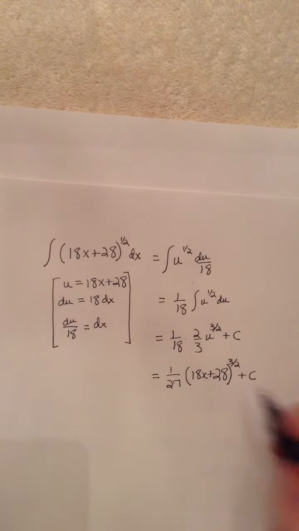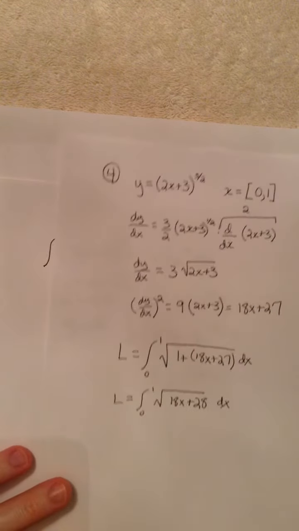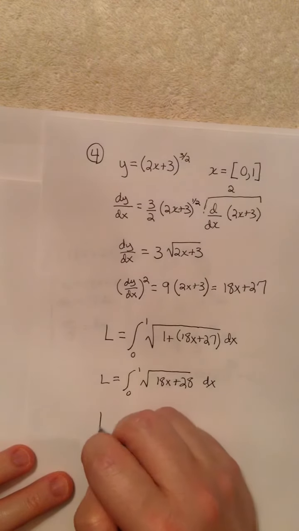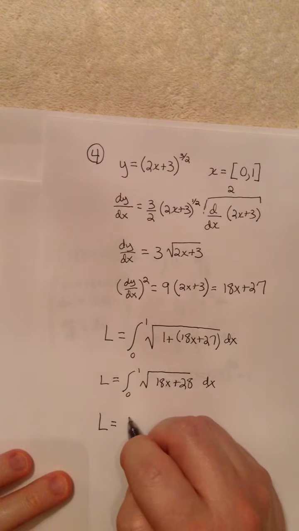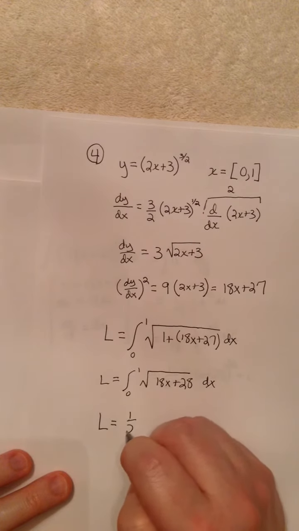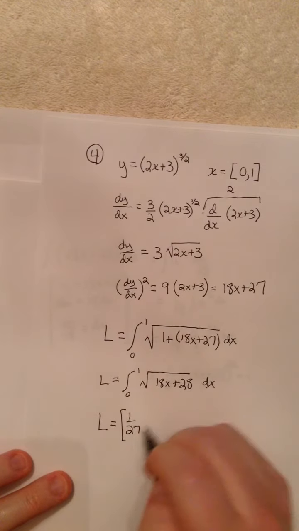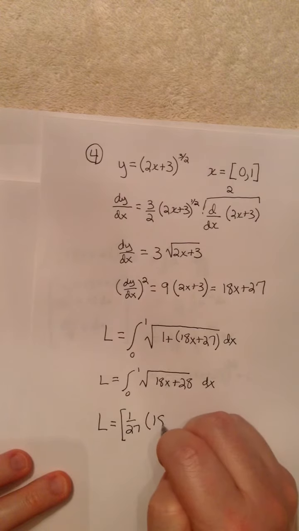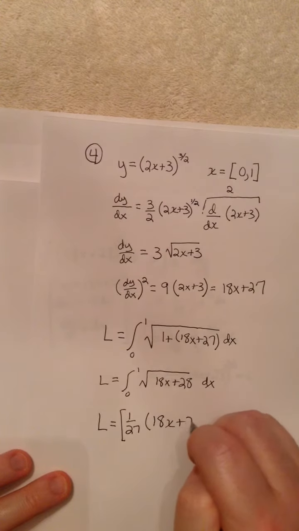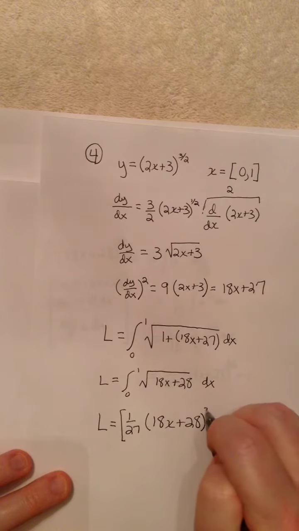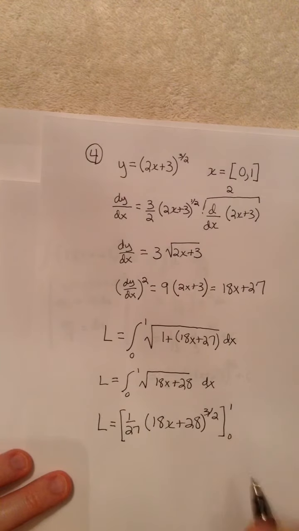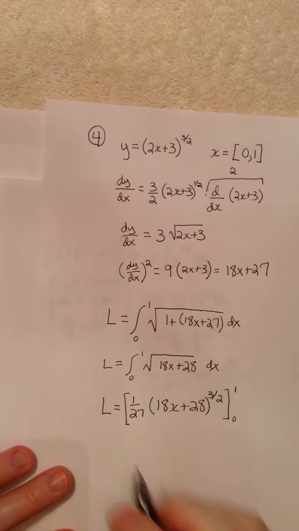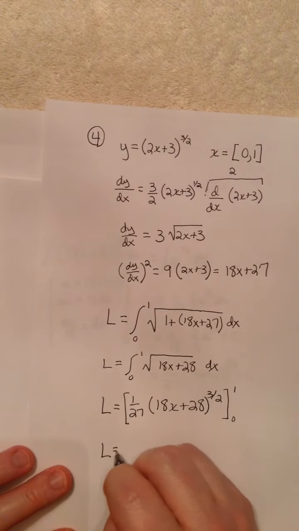So taking what I have here and going back to the length of the curve problem, now we're going to have the length equal to 1/27th of the quantity 18x plus 28 to the 3/2, where x goes from 0 to 1.